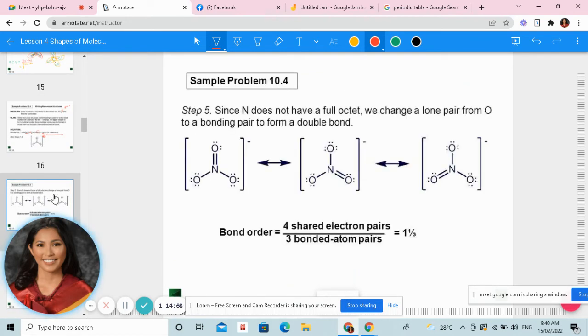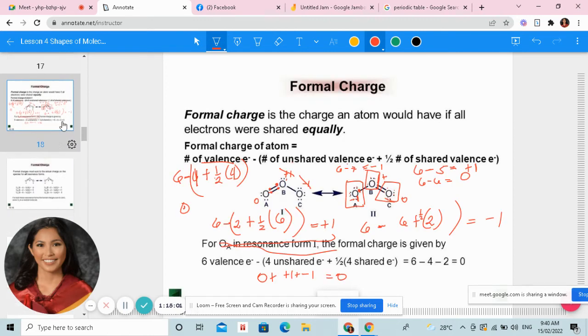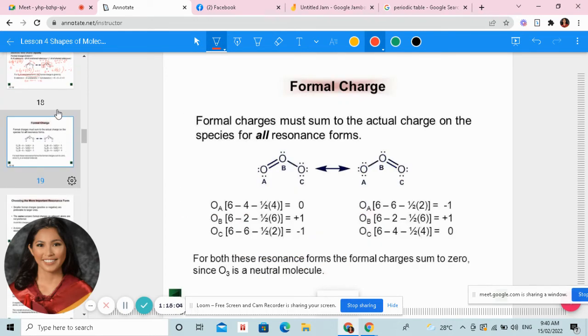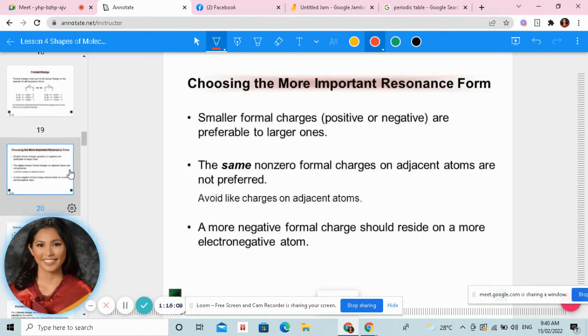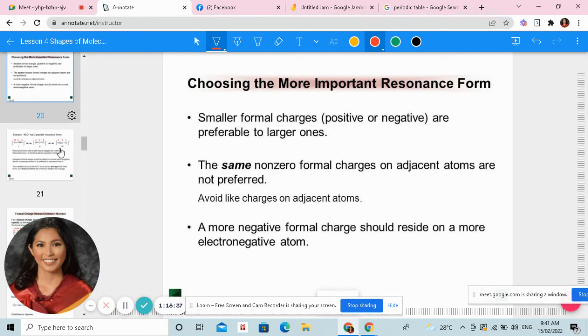So we have formal charges. We have calculated already that one. Choosing the more important resonance form, smaller formal charges, positive or negative, are preferable to larger ones. Same non-zero formal charges on adjacent atoms are not preferred. Avoid like charges on adjacent atoms. A more negative formal charge should reside on a more electronegative atom.